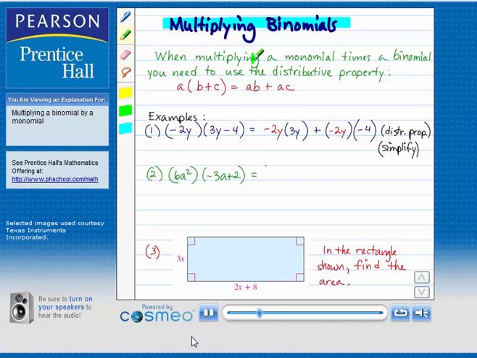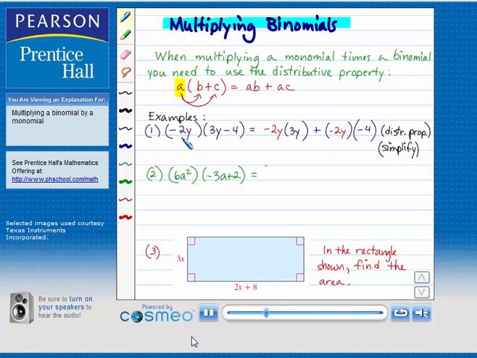Now remember, when you are multiplying a monomial, a single term expression, times a binomial, the sum or difference of two terms, then you need to use the distributive property. For example, when I have a monomial a times b plus c, a binomial, I have to distribute and multiply the a times b and the a times c. So that's going to give me a times b plus a times c. Okay, distributive property. For all of these examples, we're going to need to use that.